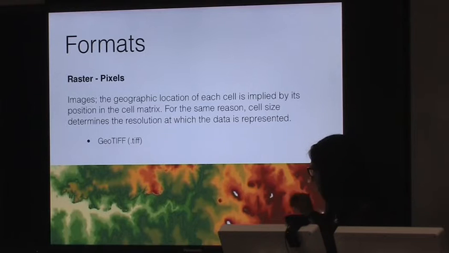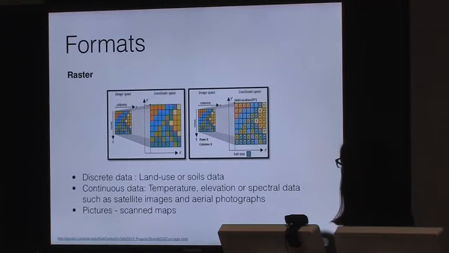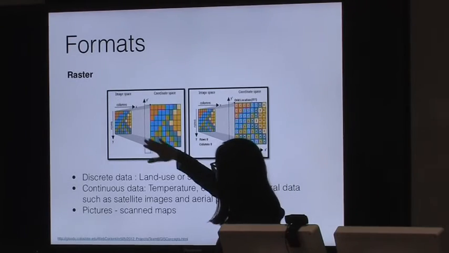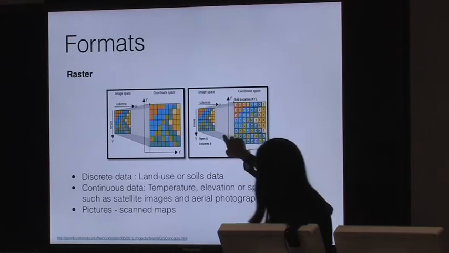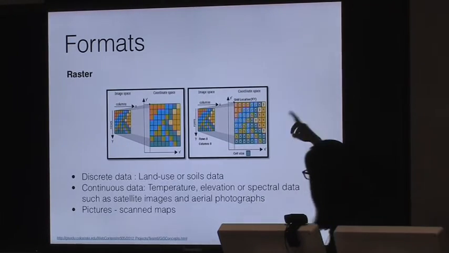So you can only go that small. Usually it's a GeoTIFF file. And here what you can see is, you have the image space, and this is literally your coordinate space. So you can see that each position will have some value of the cell.